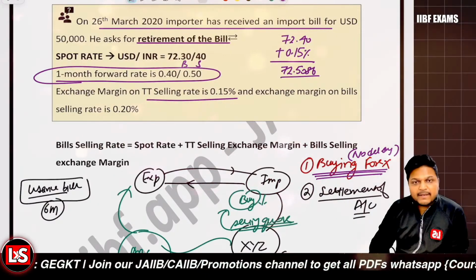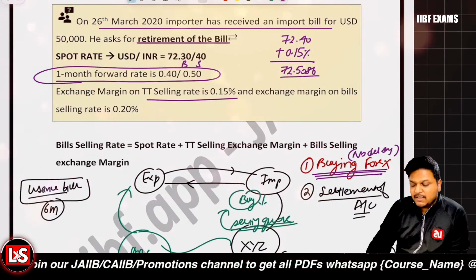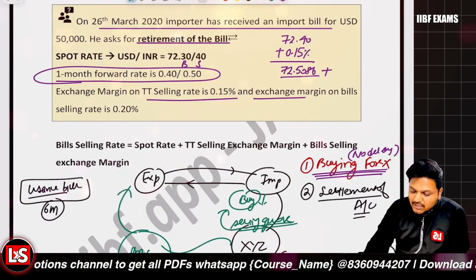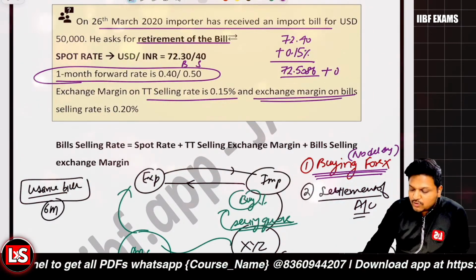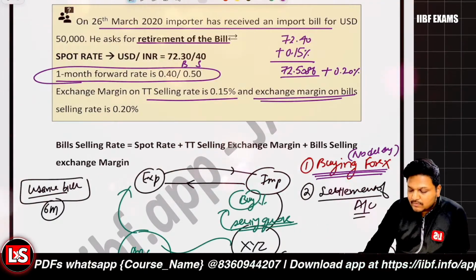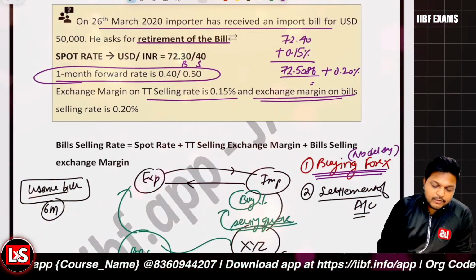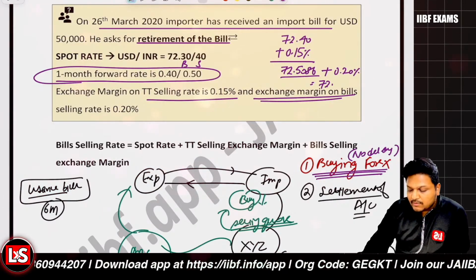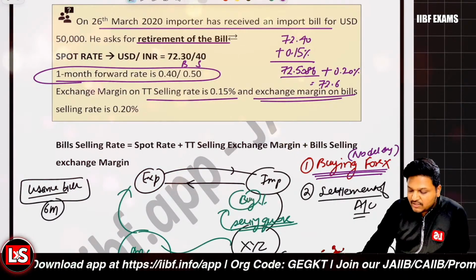Sold to the customer by the bank. Right? And further, we have to add the exchange margin for settling of the account, that is 0.20%. Plus 0.2%, that is 72.6536.